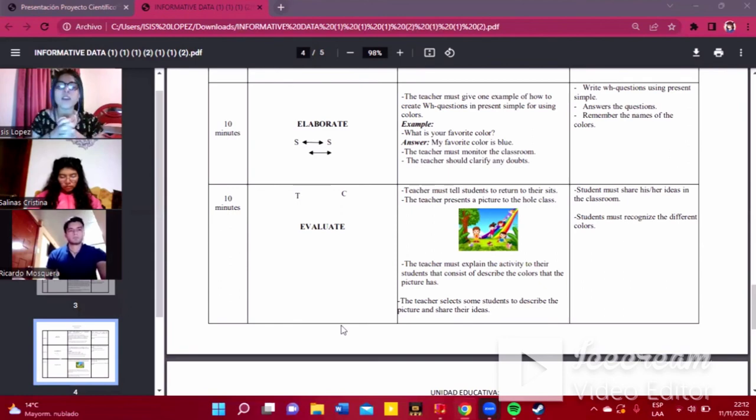For that, the teacher has to select some students in the classroom in order to make sure that they acquire the knowledge. So the activity for the students is to share their ideas in the classroom. And finally, students must recognize the different colors. And if a student makes a mistake, don't worry, because the teacher must correct that mistake, because as you know, through mistakes the students learn more.